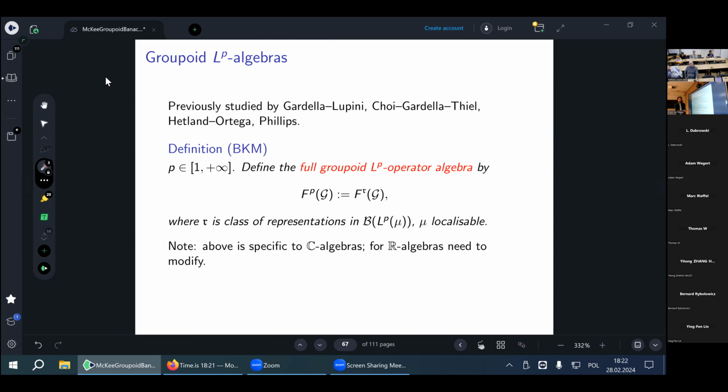So here's where I can remark on the complex versus real situation. So you are speaking about this dichotomy, reduced versus full. But still, in the case of full groupoid, you are assuming some restriction that these representations are mu localizable. Yes. So in our paper, we argue that localizable measures are a reasonable restriction to make. Otherwise, this full construction doesn't make sense. Okay.